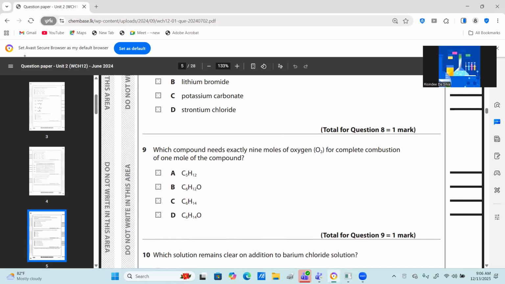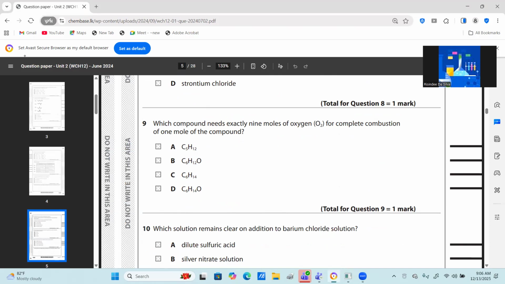Which compound needs exactly 9 moles of oxygen? For this, children, you need to write the balanced equations. So if I take C5H12 with O2, it should give 5 CO2 and 6 H2O. If I count the number of oxygens, 5 into 2, 10, and 6, 16, there should be 8 oxygens.